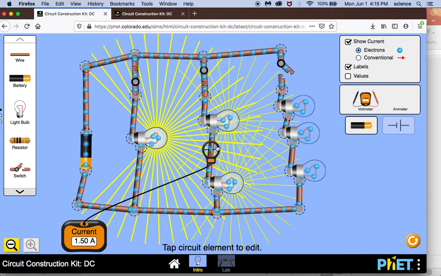The current that passes through both of these bulbs is only half of what it was for the single bulb. It's 1.5 amps because those two bulbs are sharing that voltage. There's more resistance in this particular branch. So 3 and 1.5, and then of course the current that goes through the battery when both of these branches are connected is 4.5 amps.